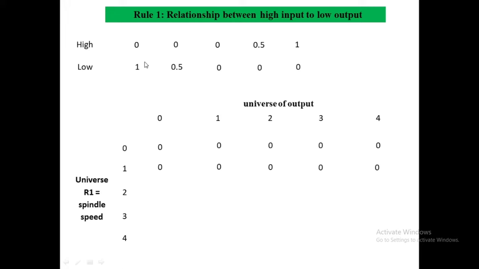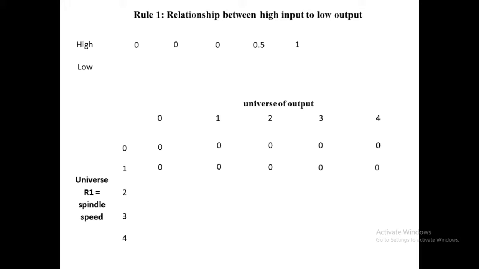Okay, after that, what about the second? Here you see, the second high input is 0 and the low output is 1. So the product of 0 into 1 is 0. 0 into 0.5, 0. 0 into 0, 0. 0.5 into 0, 0. 0.5 into 0, 0. Again, I got zeros in all respective columns.